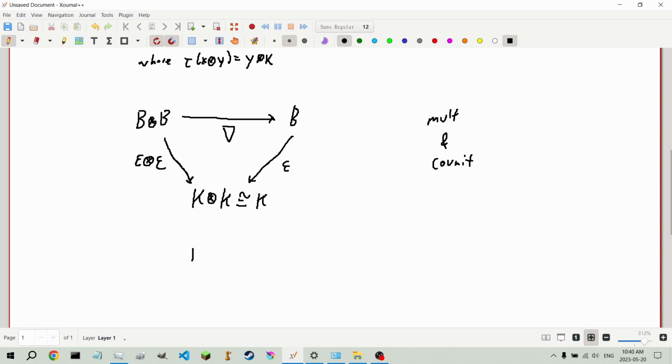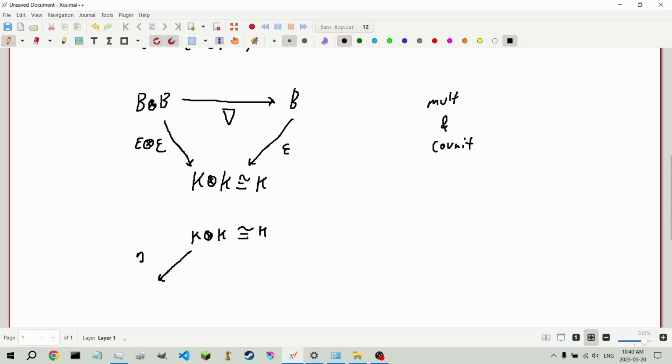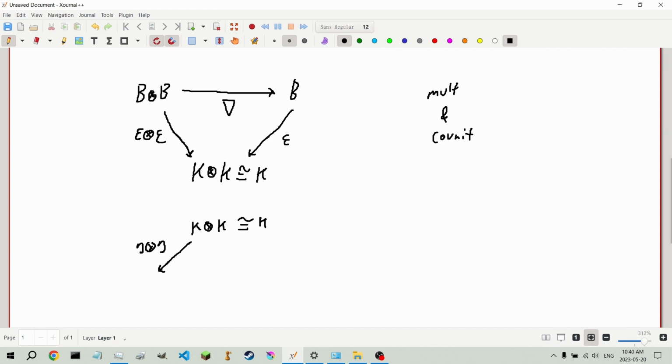And so for the unit with co-multiplication, it looks very similar to the above. We have eta tensor eta, sending this to the scalar multiple of our unit in B. And we can have eta, alternatively, acting on k, sending it to B. And going this way, this is just going to be our co-product. So this is the unit and co-multiplication.